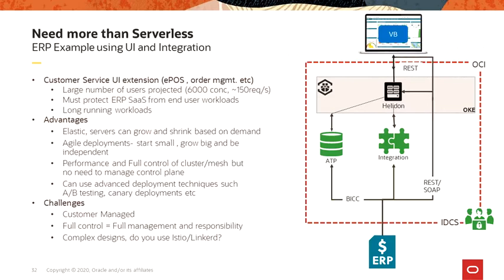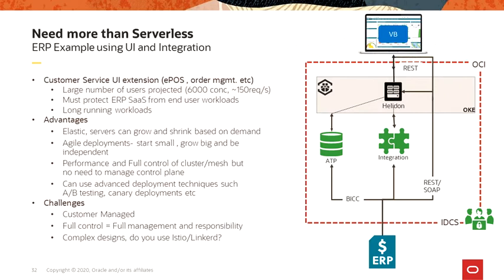Let's assume you need more than serverless. Serverless is great, but there is a time and a place for partially managed components. For example, again with VB, we had a customer that wanted 6,000 concurrent users hitting Fusion ERP. That's a lot of users, because the use case was B2C. They wanted to protect ERP from the end user workloads. They don't want, I don't know, my mate Phil, who might be on this call, to go and smash this website really hard.